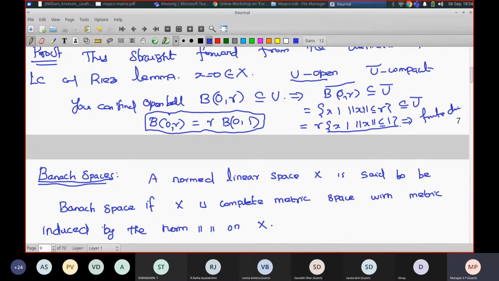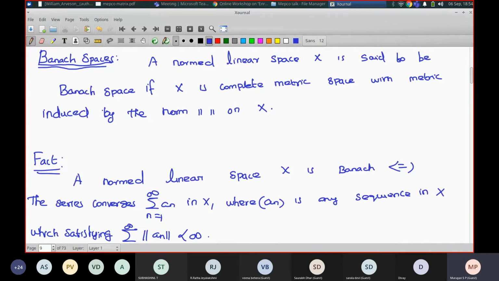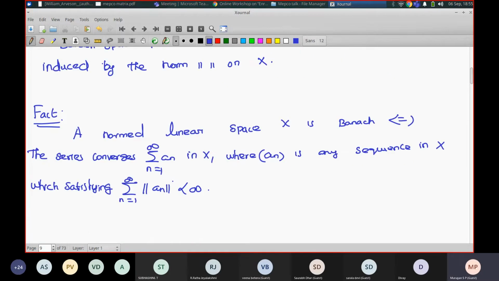You are right. Okay, so the next definition is a Banach space. A normed linear space X is said to be a Banach space if X is a complete metric space with respect to the metric induced by the norm on X. Complete means every Cauchy sequence converges in that space. This is a well-known fact. It will be very useful when you prove that little l^p is a Banach space, capital L^p is a Banach space. You can use this fact.